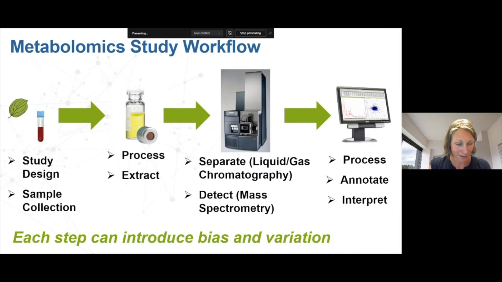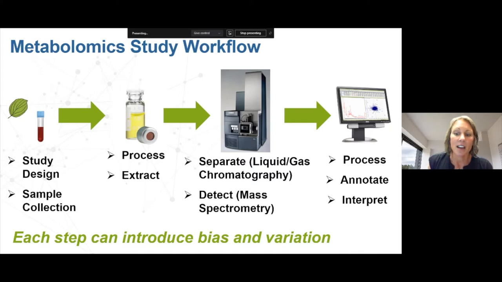Once we have our samples collected appropriately, we're going to process and extract them. This step usually involves some form of dilution, maybe freeze drying or lyophilization, homogenization, and extraction with various types of solvents. Once we have a sample that's ready for analysis, we're going to do our chromatographic separation. Most commonly, this uses some form of liquid or gas chromatography, although there are some other flavors of chromatography used in metabolomics as well. Then we're going to detect our compounds using mass spectrometry. We're going to process, annotate, and interpret the data.